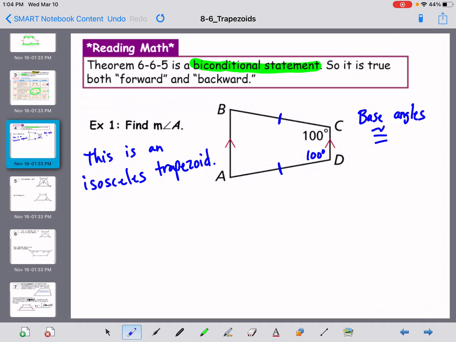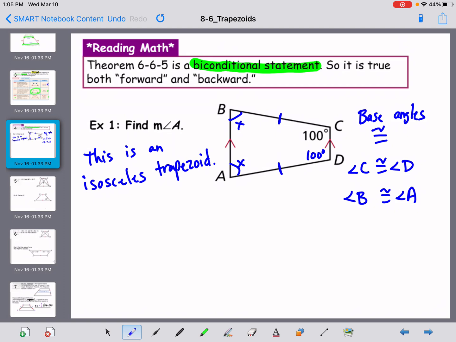Angles are congruent. So angle C is going to be congruent to angle D, and angle B is going to be congruent to angle A. Okay, great, but how do I figure out what angle A is? Well, angle A and angle B are congruent, so they could both be represented with an X. When we don't know what something is, we call it X, and then we try to figure it out.